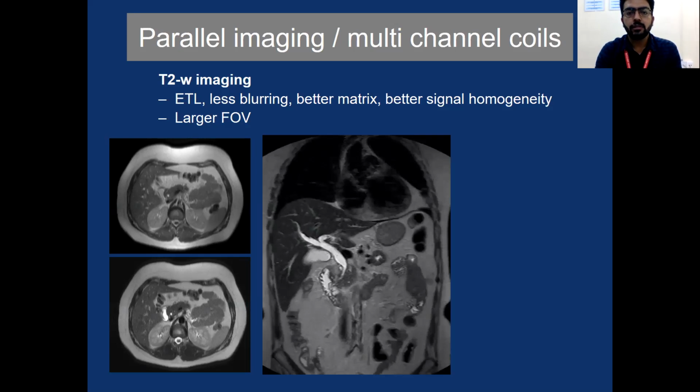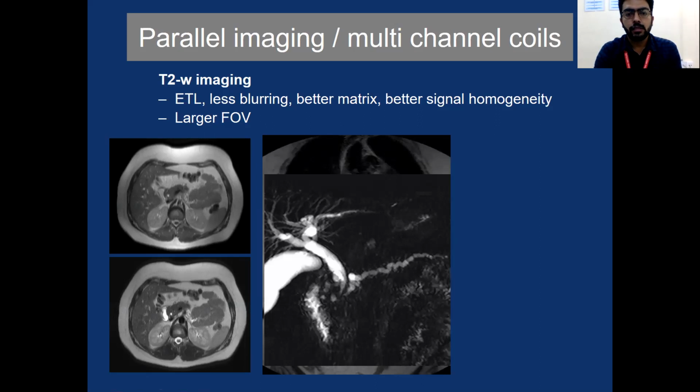These are the images demonstrating the axial T2 weighted images. And these are the coronal T2 weighted images showing the common bile duct, the gallbladder, and the biliary tree. This is the heavily T2 weighted MRCP image demonstrating the pancreatic duct, the common bile duct, the gallbladder, and the biliary tree.